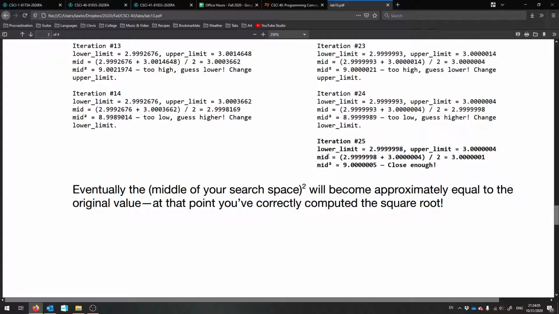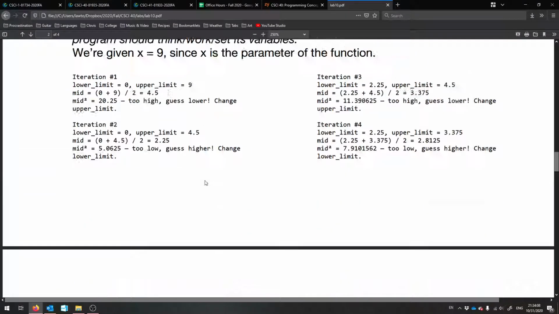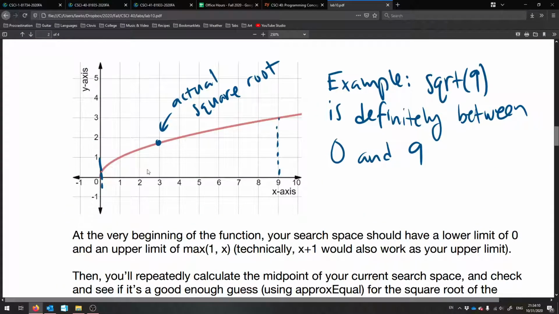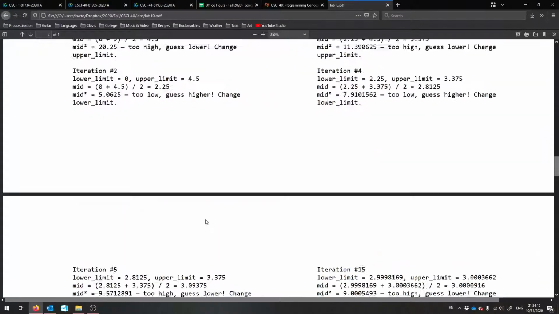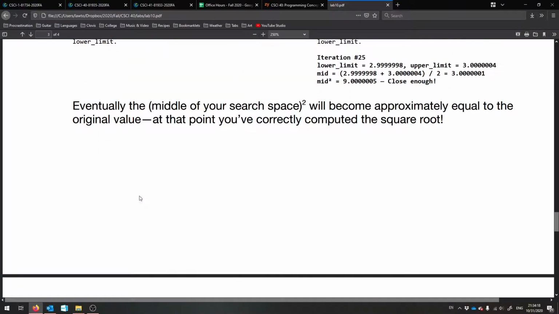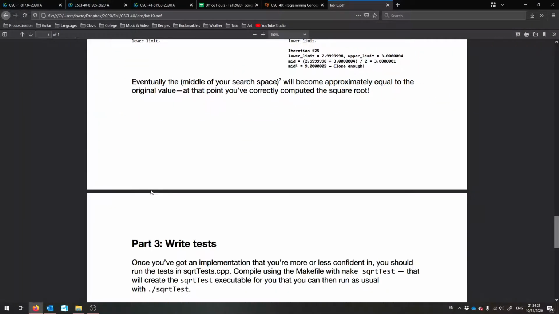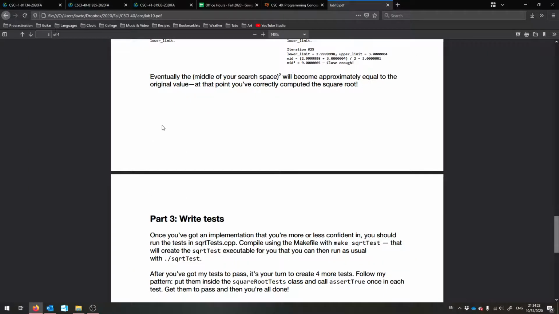Okay, I hope that makes sense. That's your final answer. You're just going to keep on cutting off sides of this graph until you find that square root. And it'll always work because the square root is increasing. You'll never pass it. And yeah, that's all you're going to do. So once you got that working, life is a breeze.